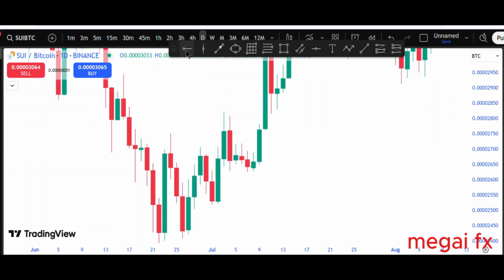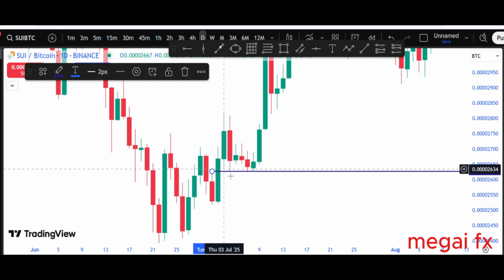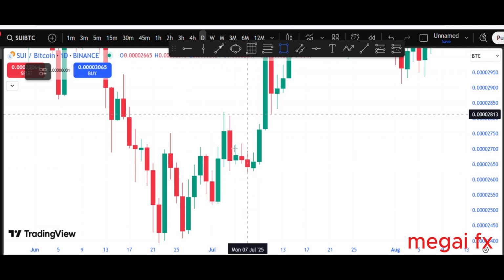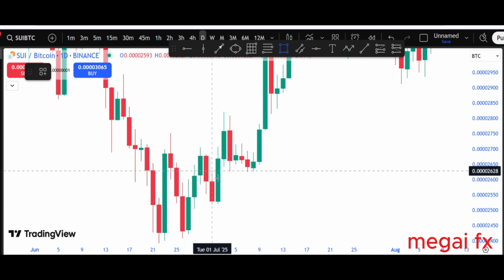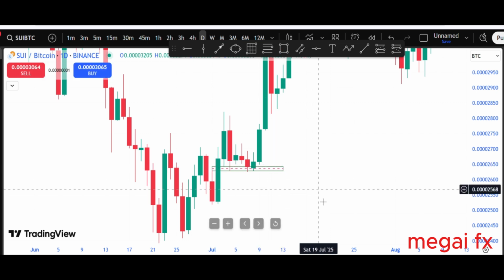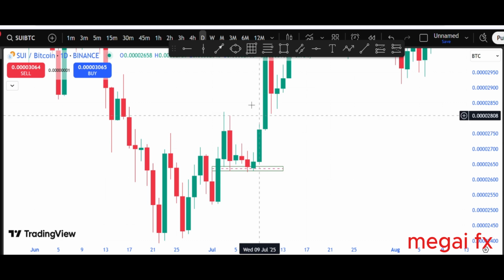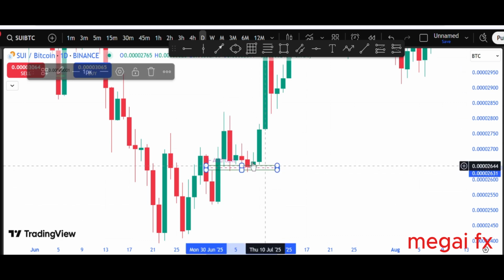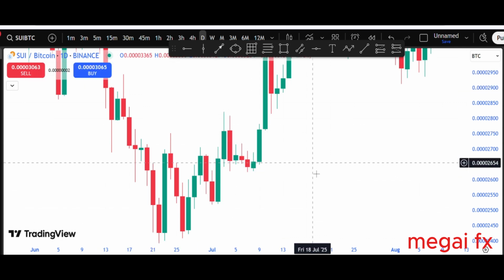Look at this point. If you look closely, notice that when we have this break of structure, we have a fair value gap here as well. This tiny fair value gap. Look at it. Are you seeing it? We have a fair value gap here. Oh, this is on the daily time frame. But I want to show you what happened inside this fair value gap.